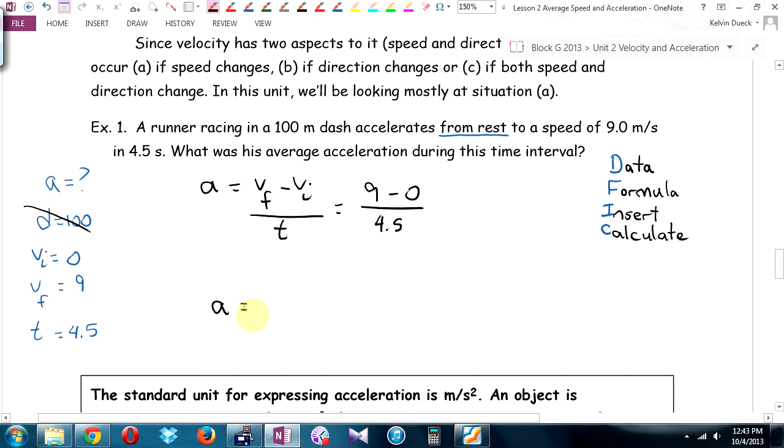What's the average acceleration? I don't think I need a calculator for this, because what's 9 take away 0? 9 divided by 4.5?